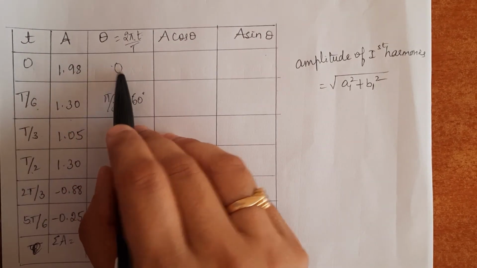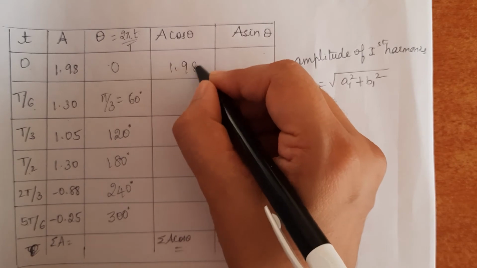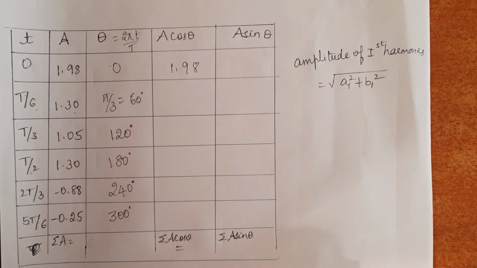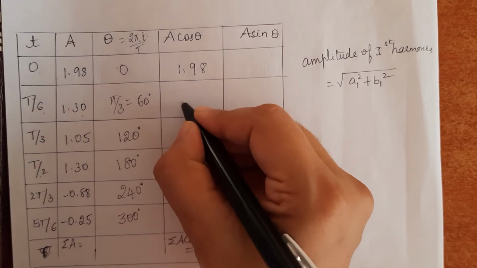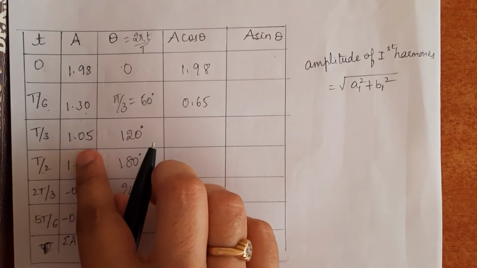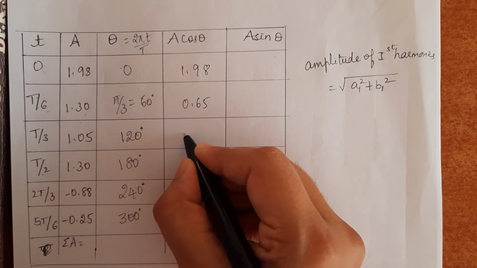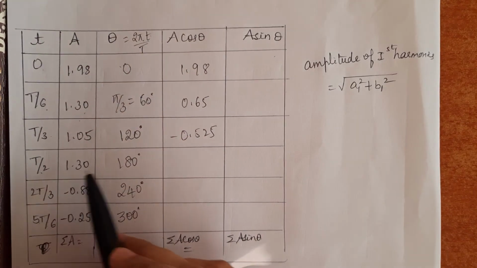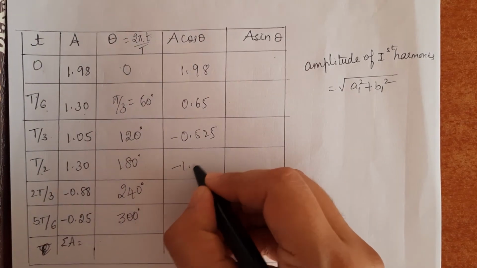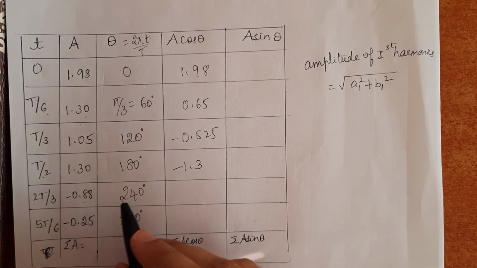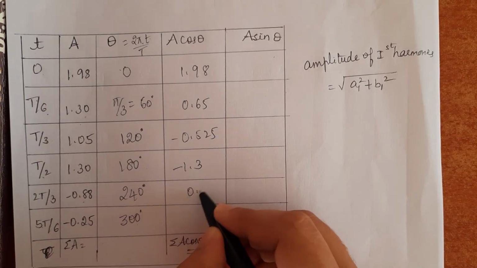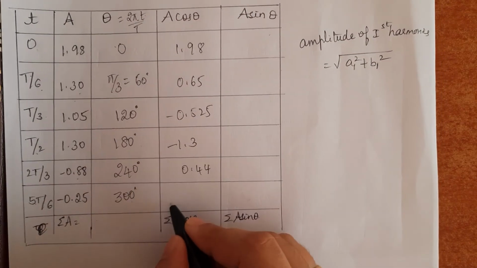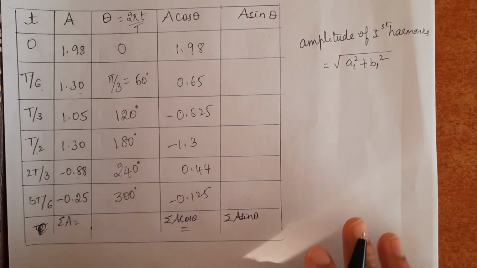1.98 into cos 0 is 1.98. 1.3 into cos 60 degree is 0.65. 1.05 into cos 120 degree is minus 0.525. 1.3 into cos 180 degree is minus 1.3. Minus 0.88 into cos 240 degree is 0.44. Minus 0.25 into cos 300 degree is minus 0.125.